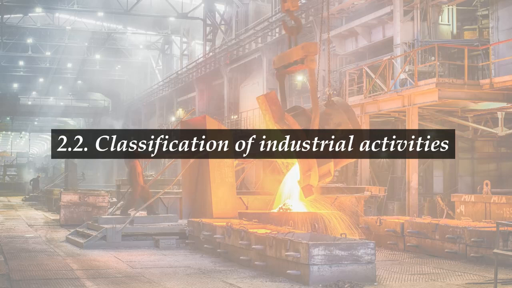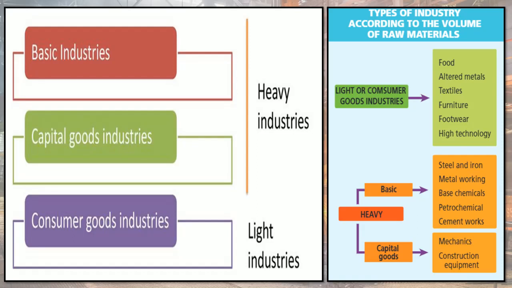So after this, we have to talk about the classification of industrial activities. We can classify the industry in three types according to their origin and characteristics: basic industries, capital goods industries, and consumer goods industries.